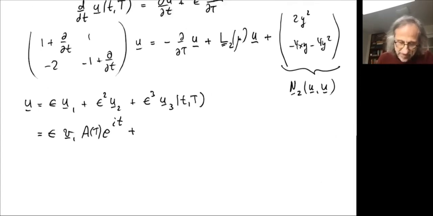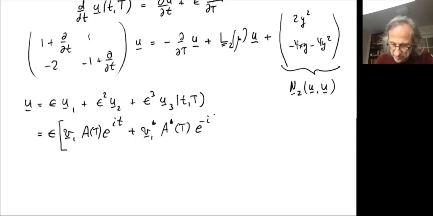So we have this, and we can allow the slow time to appear in the amplitude. And we also have the other eigenvector, right? There's one eigenvector for the plus eigenvalue, then there's another eigenvector coming with the minus eigenvalue, which of course is the complex conjugate of the same thing. So we have V1 star times A star of t e to the minus it. So that's what we have at order epsilon. Order epsilon squared, what do we expect?